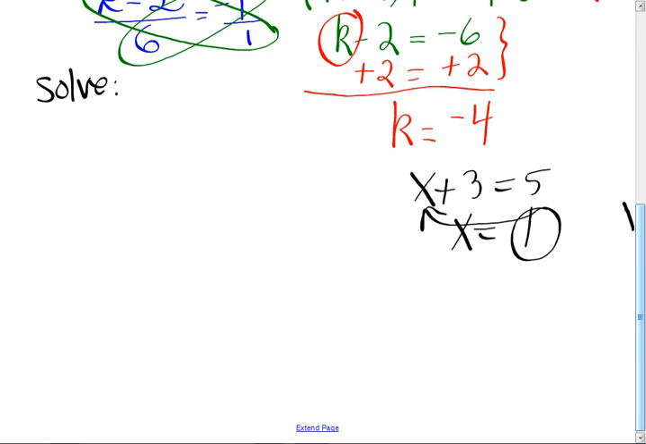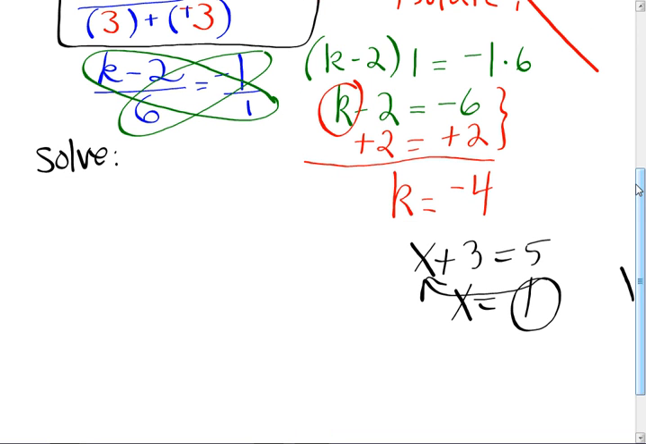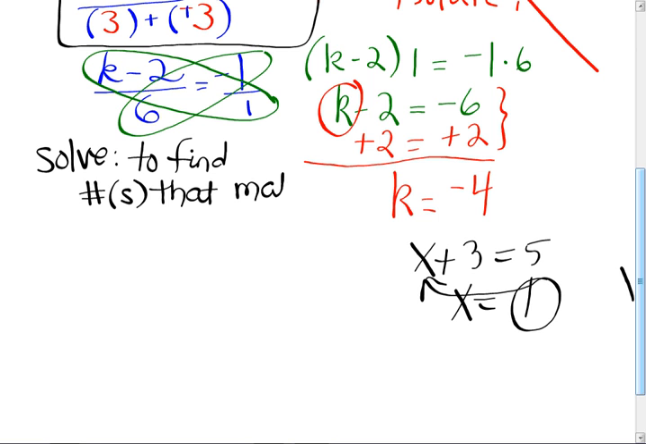Okay, so to solve means to find the numbers that make the sentence true. Find the number or numbers, because there could be more than 1, that make the sentence true. I do this all the way through calculus because when I know what solve means, then my life is so much easier.